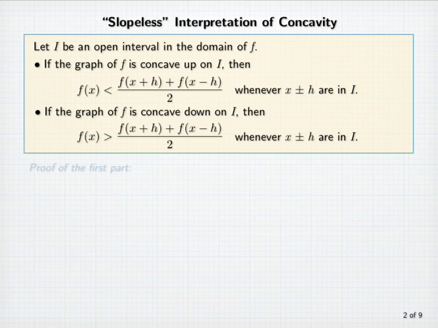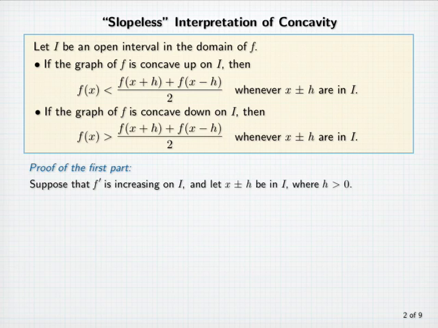Now, to see why the first part of this is true, suppose that f prime is increasing on I. That is, the graph of f is concave up on I. And let x plus and minus h be in I where h is positive. We will show that f of x plus h minus 2 times f of x plus f of x minus h is greater than 0, which is equivalent to the desired inequality.